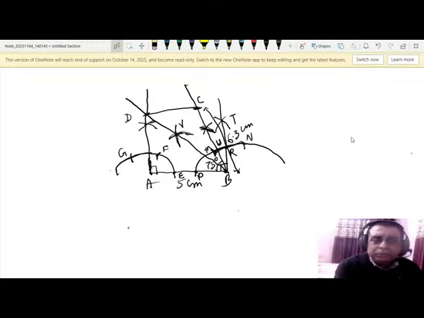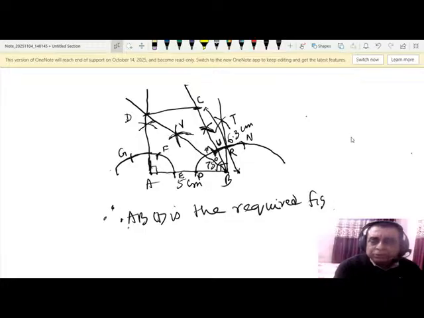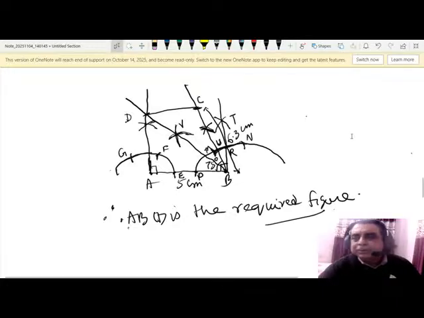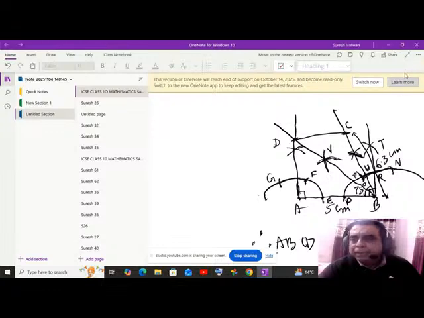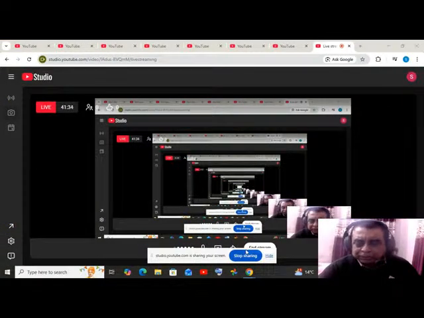So this is the required figure. So ABCD is the required figure. So this paper is completed. I hope that you must have understood every question's solution which I have done. So this ICSE class 10 sample paper is completed.